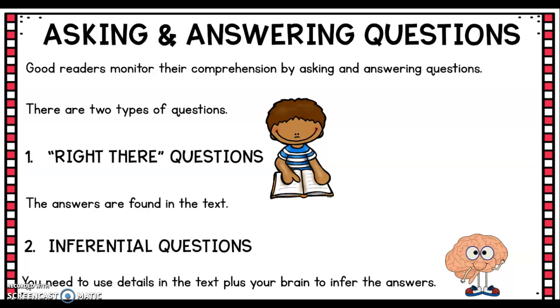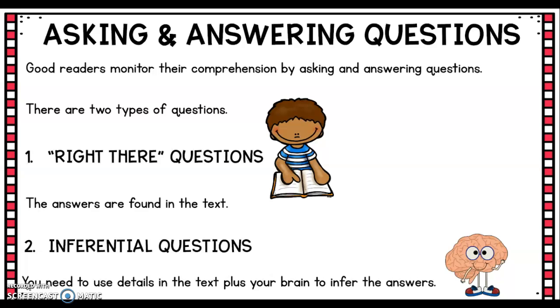There are two types of questions. The first is right there questions. These answers are found directly in the text. So these are the ones that are used to find text evidence, or the ones that you can find. You can use text evidence to find the answer because it's right there, black and white on paper.